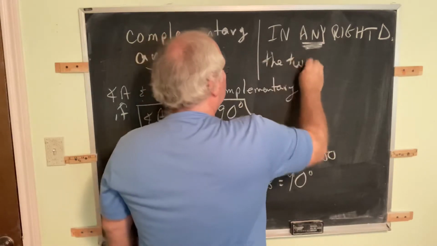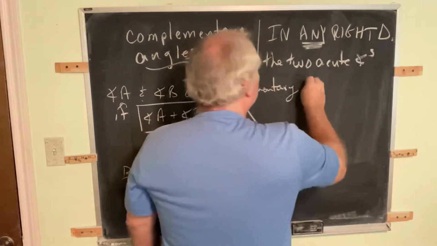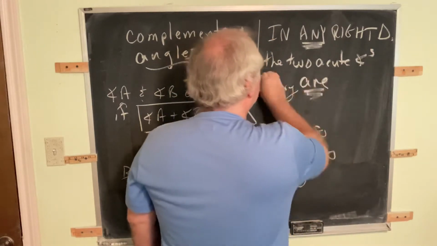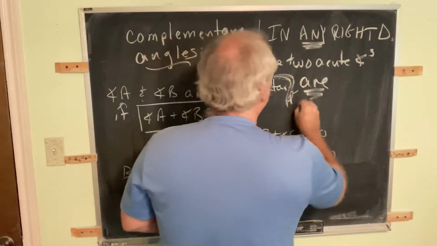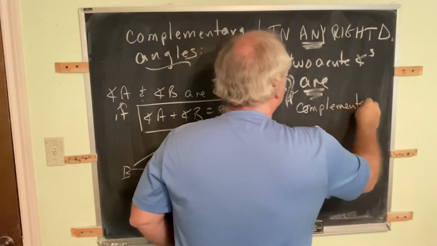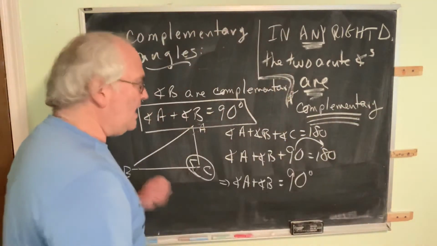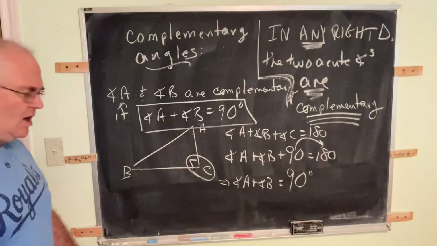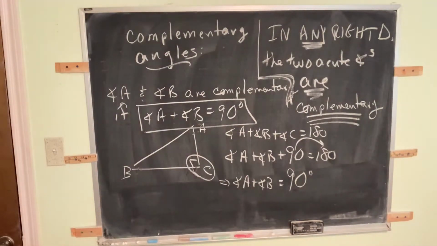the two acute angles are complementary. In any right triangle, the two acute angles are complementary.